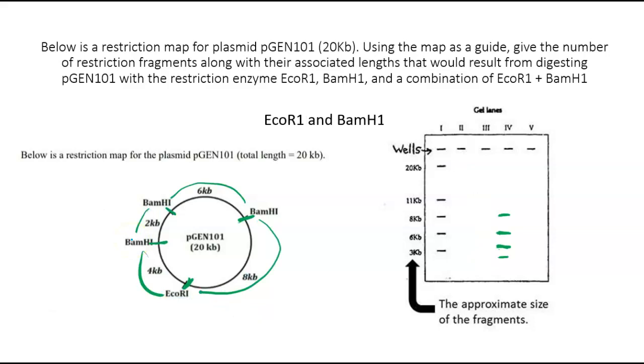Now, what if we added EcoR1 and BamH1 together to this plasmid DNA? So all the restriction sites that we see here, you're going to have one cut over here, one over here, one over here, and one over here. So you're going to end up with 4 fragments of DNA, one that is going to be 8 kilobase pairs, and will form a line right here. One that is going to be 6 kilobase pairs over here. One that's going to be 4 kilobase pairs, about right here. And then 2 kilobase pairs over here.